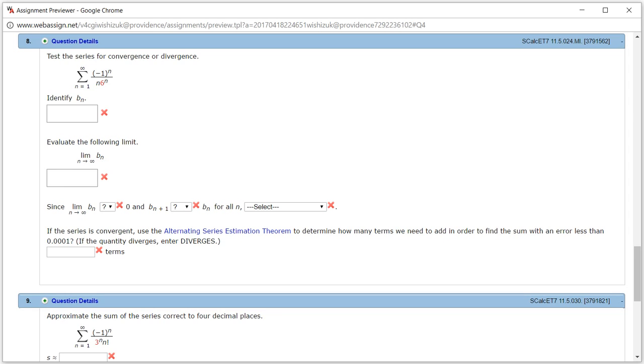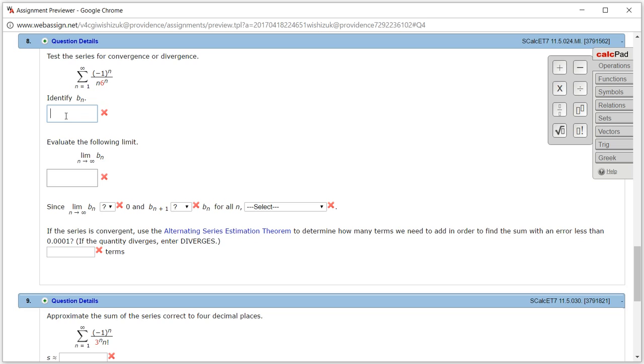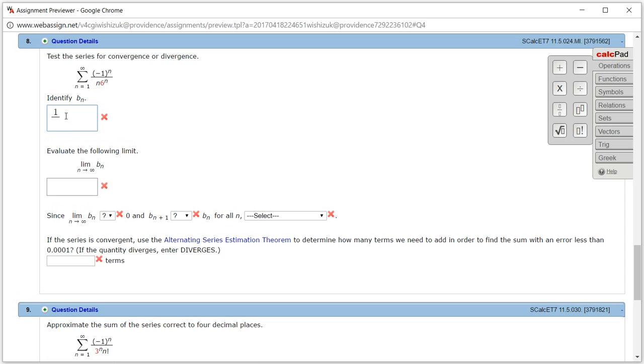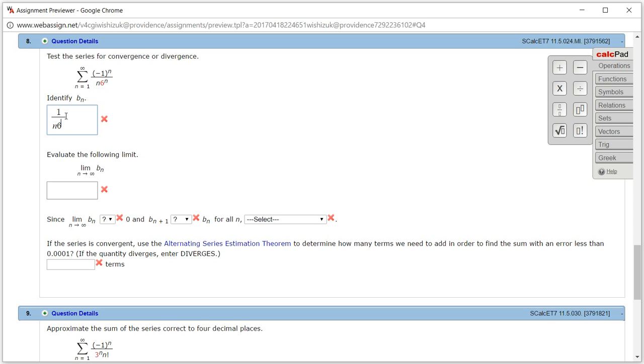All right, let's look at homework 11.5, problem number 8. We have this alternating series here, and we want to find the Bn first. So for Bn, you just strip off the (-1)^n. You're going to get 1 over n times 6 to the n.